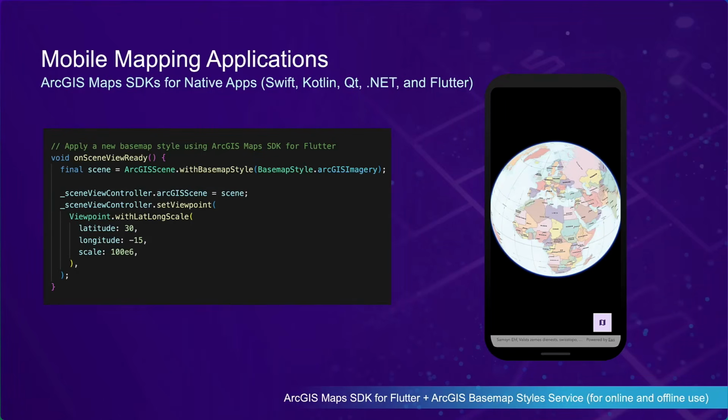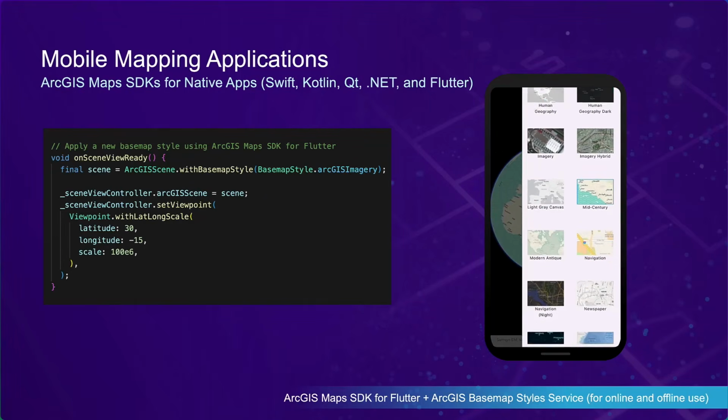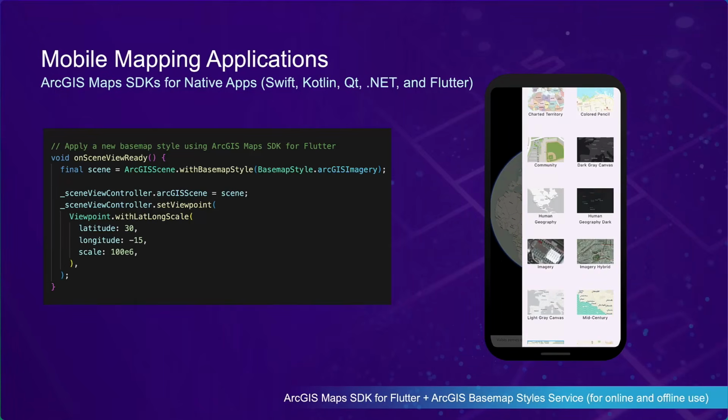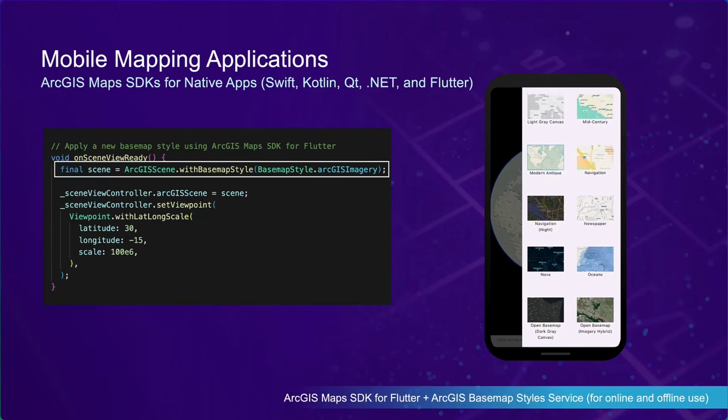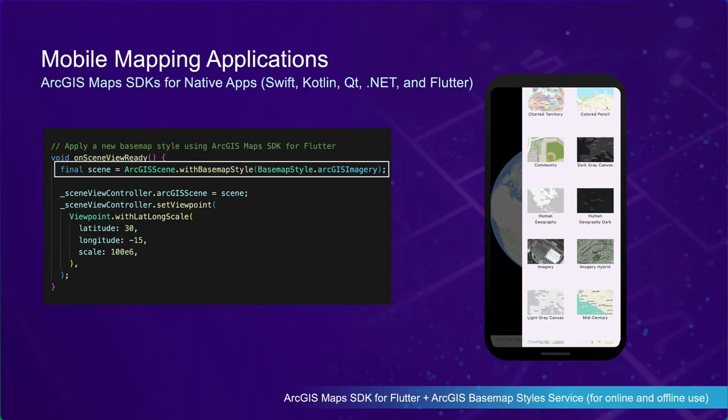Location Platform also supports mobile and native development with ArcGIS Maps SDKs for Swift, Kotlin, Qt, .NET, and Flutter. These SDKs let you build high-performance 2D and 3D applications that work seamlessly with location services. This application uses ArcGIS Maps SDK for Flutter to build an online-offline mapping application. The SDK provides an open-source toolkit with several UI components for developers. This app uses the toolkit's Basemap component to select different Basemap styles.